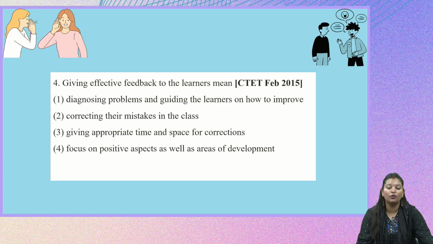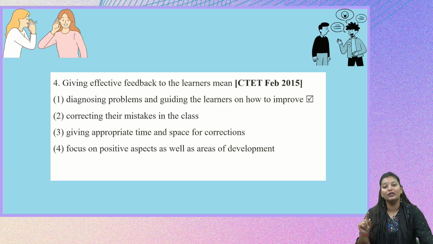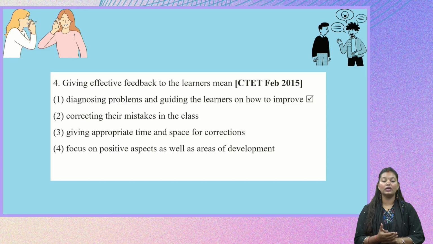So the right and the most effective way of giving feedback would be the first one, where you have diagnosed the problem and you're guiding the learners on how they can improve. You're not just pointing out the errors, you're also telling them how they can improve. So with this, we come to the end of our discussion for today.